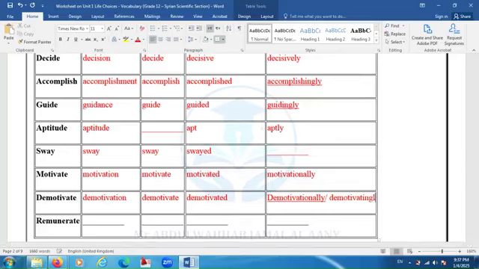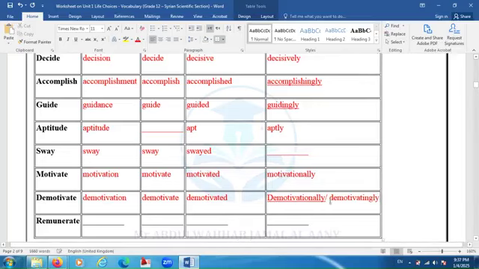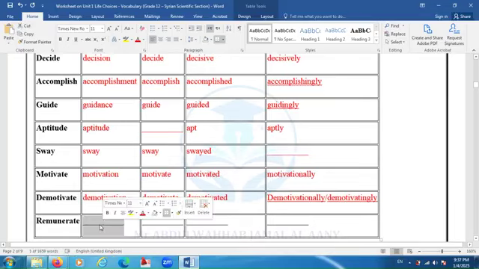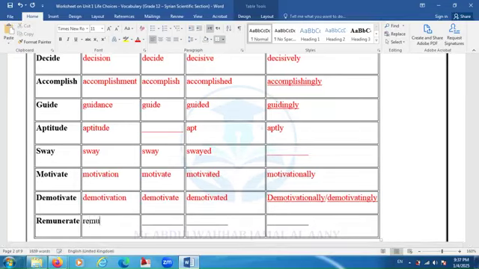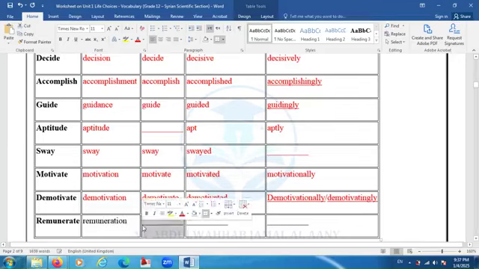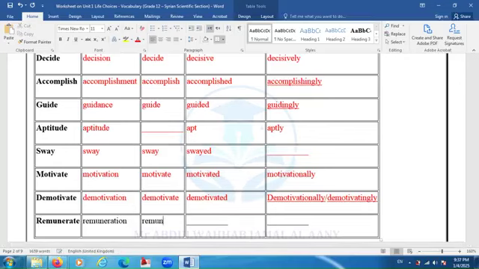Demotivating, and just add the ly. And remuneration, that's the noun. The verb is the same, remunerate.